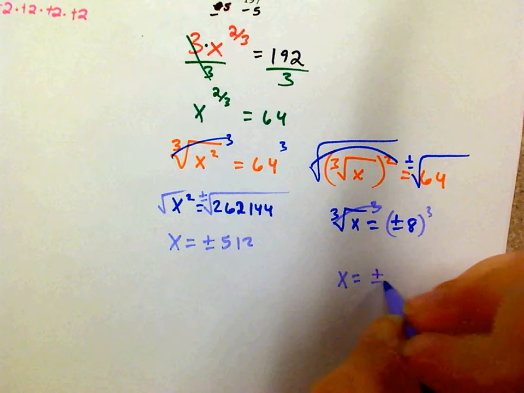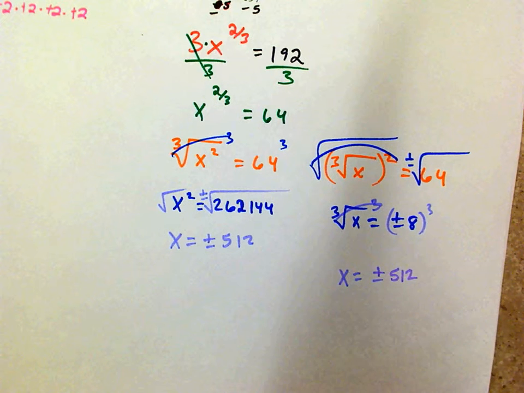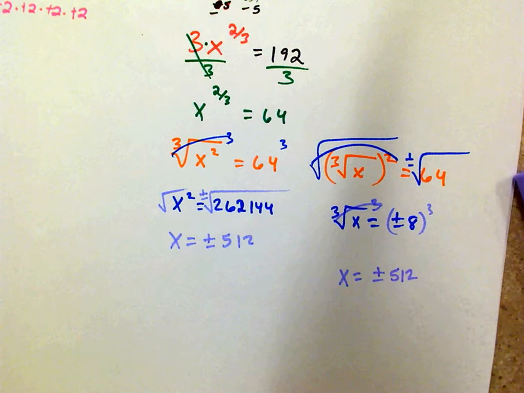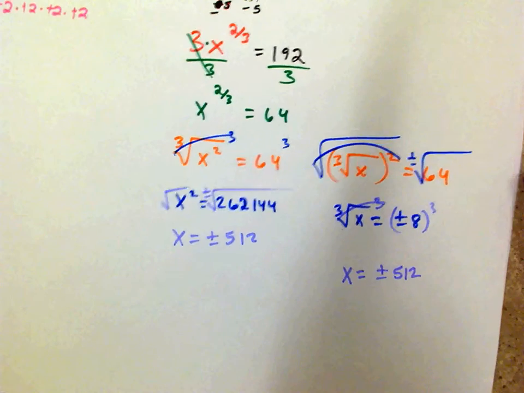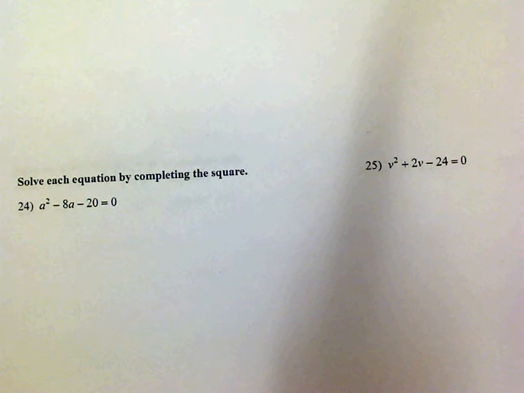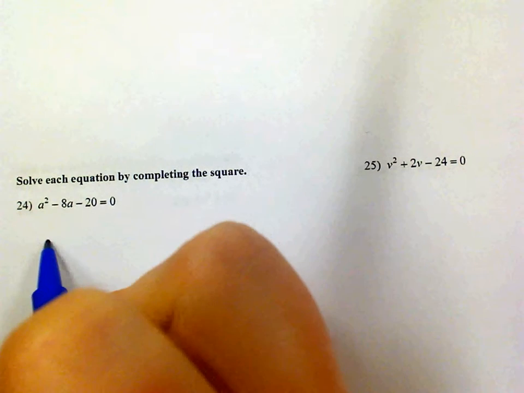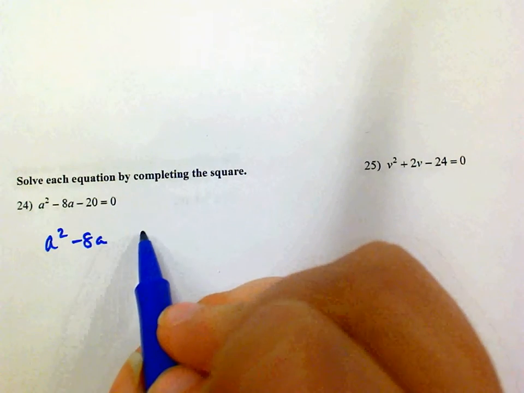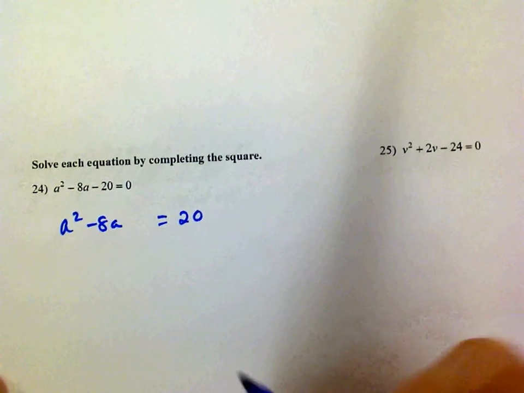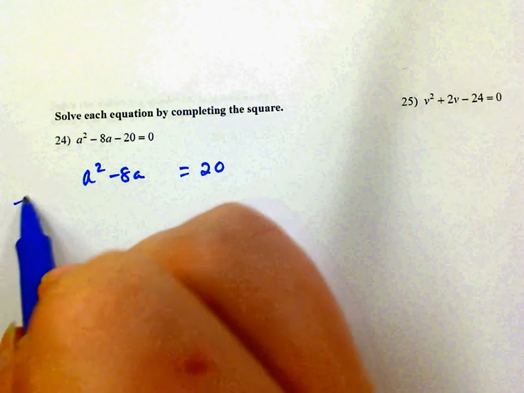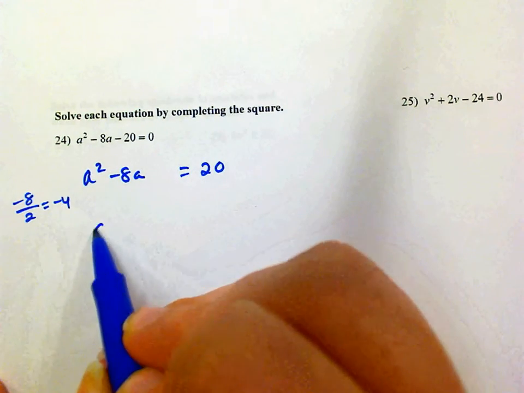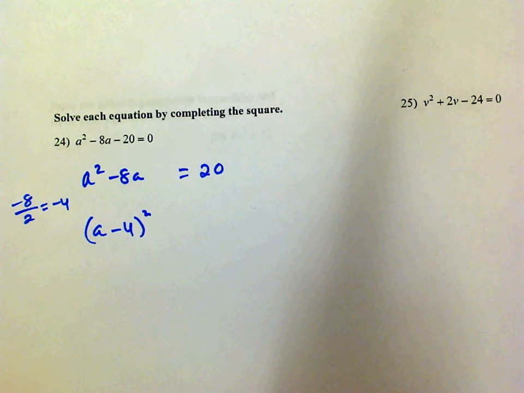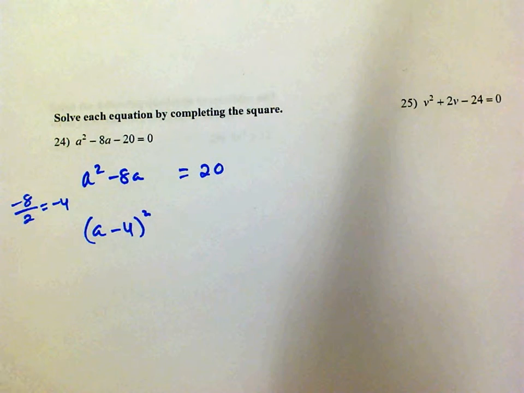Okay, let's go on to 24. Completing the square. When completing the square, you definitely want to move the constant to the other side. A squared minus 8a equals 20. And then you want to divide. So this middle term, negative 8 divided by 2, is negative 4. So that goes inside here. But then you have to add whatever that number is squared to both sides. So that number squared. And that is negative 4 squared is positive 16. So I'm going to add 16 to both sides, and I'm left with 36.